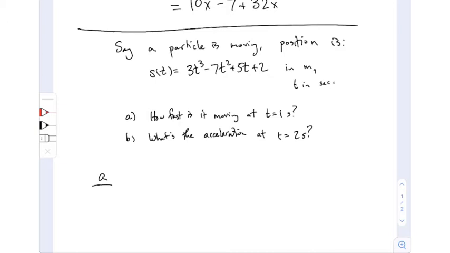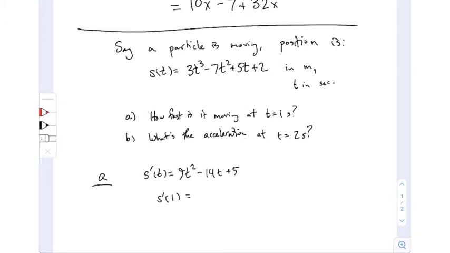I agree. The derivative would be, I'll write s prime of t. You go down the list there, take the derivative each time. 3t cubed becomes 9t squared, and then minus 14t, and then plus 5. The plus 2 goes away because the derivative of a constant is 0. All right, this represents the velocity, right? I hope you remember, the derivative of the position represents the velocity. So my question was, how fast is it moving? What you're interested in is the velocity. And then at time equals 1 second, I just plug in 1 for t.